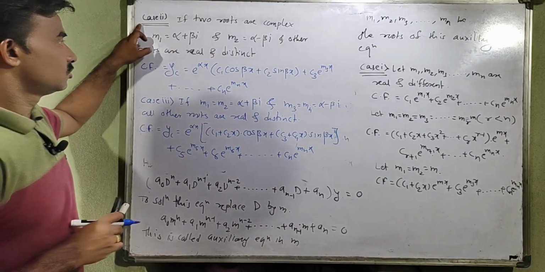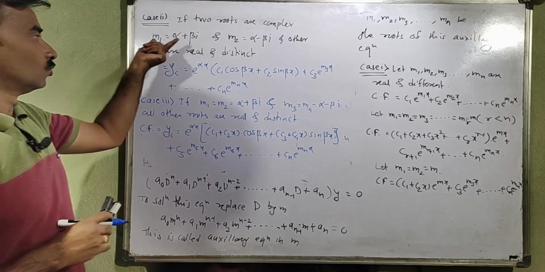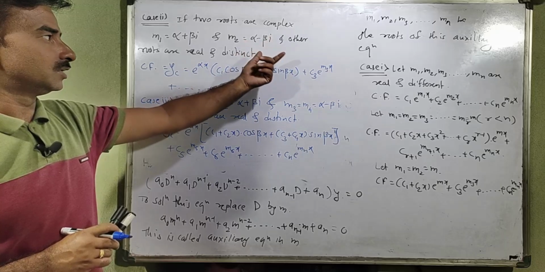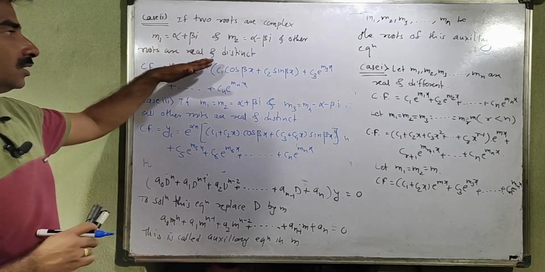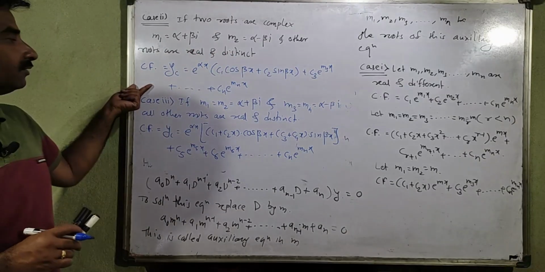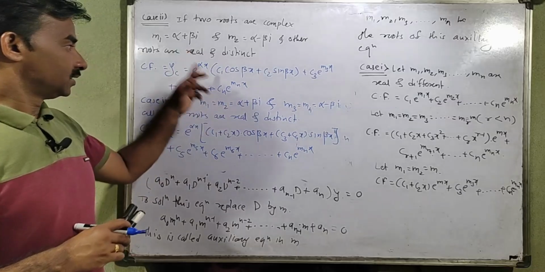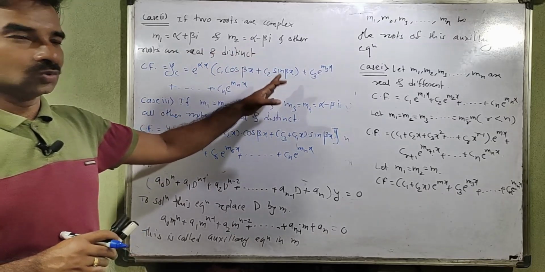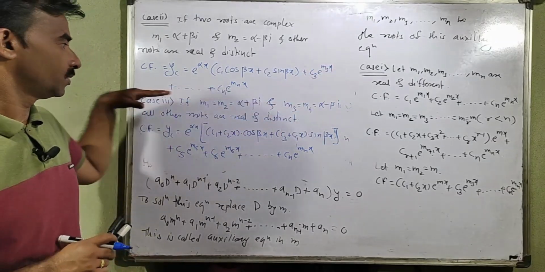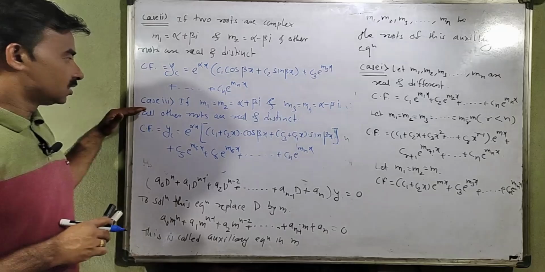In case number two, two roots are complex. That means the first root is m1 is equal to alpha plus beta i, m2 is equal to alpha minus beta i, and other roots are real and distinct. Then the complementary function yc is equal to e raised to alpha x (c1 cos beta x plus c2 sin beta x) plus c3 e raised to m3x, and so on up to cn e raised to mnx.